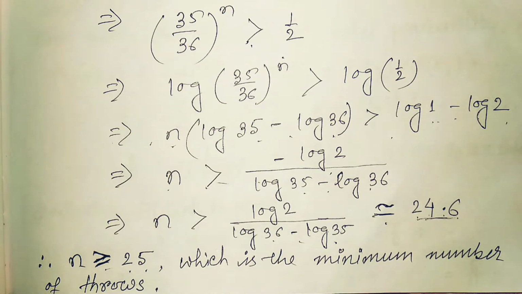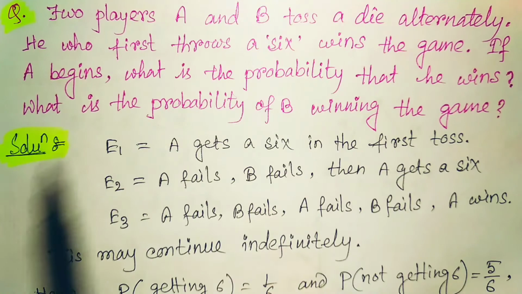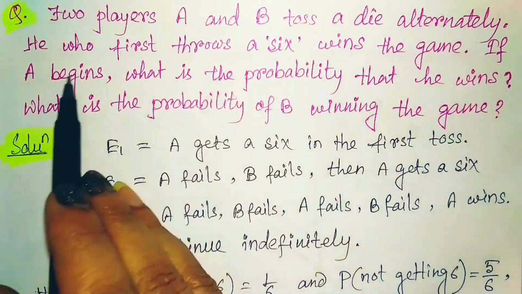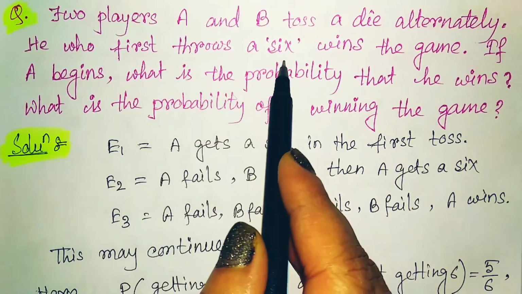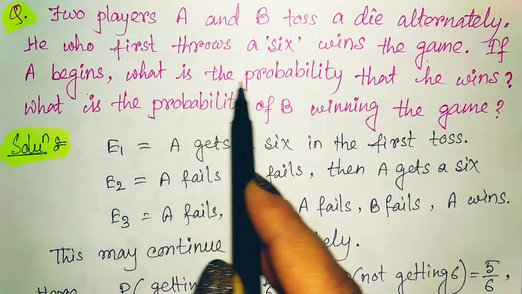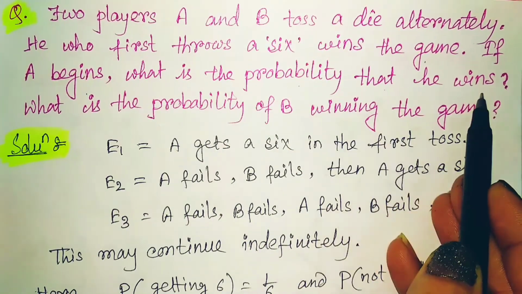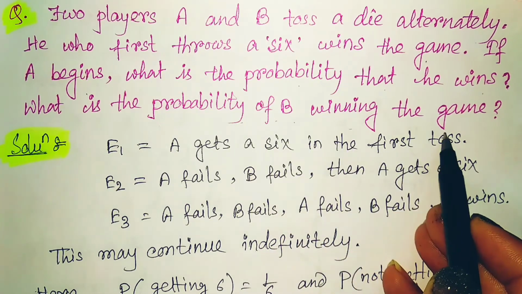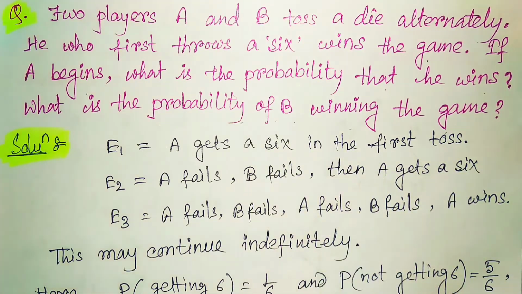And that's the answer. Now the next question is, two players A and B toss a die alternately. He who first throws a 6 wins the game. If A begins, what is the probability that he wins? And what is the probability of B winning the game? So A and B, there are two players and one die, and they are throwing it alternately. Who gets the first 6 will win the game, and A begins the game.